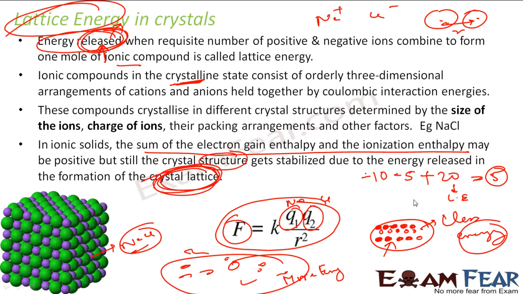Because this is lattice energy, this is my electron gain enthalpy, and this is my ionization enthalpy. Right? Sometimes the lattice energy is so high that it compensates for this energy, because this is emitted. Correct? Sometimes electron gain enthalpy is also emitted. Sometimes it is exothermic. Lattice energy is always exothermic, because when it is crystallized, it has less energy, less stress. So that means it has given out the stress, it has given out the energy.